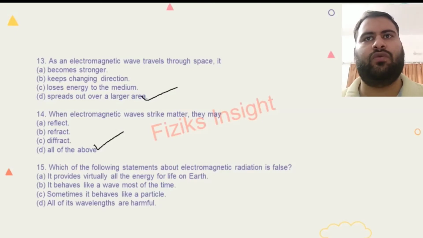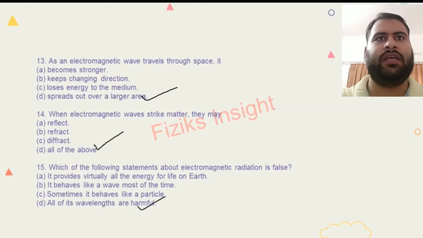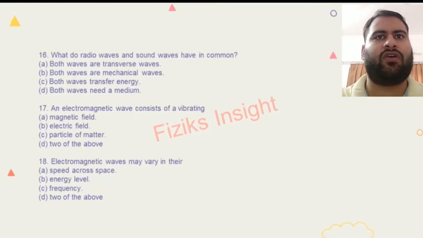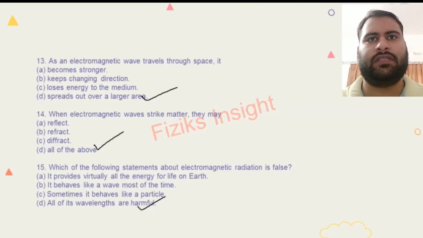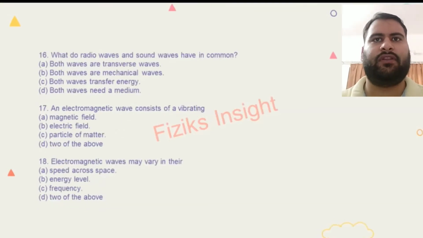See, we use electromagnetic waves in order to purify water, in order to heat some food. So there are some useful effects of electromagnetic waves. So D option will be considered incorrect, as all the wavelengths are not harmful to us. So D option is correct for the 15th question.